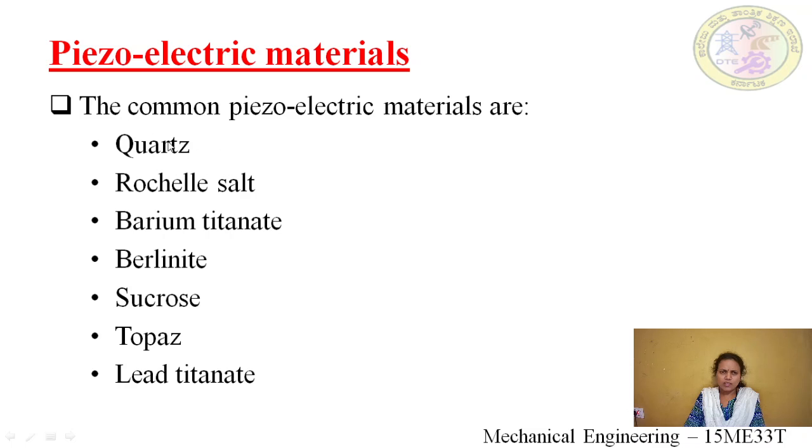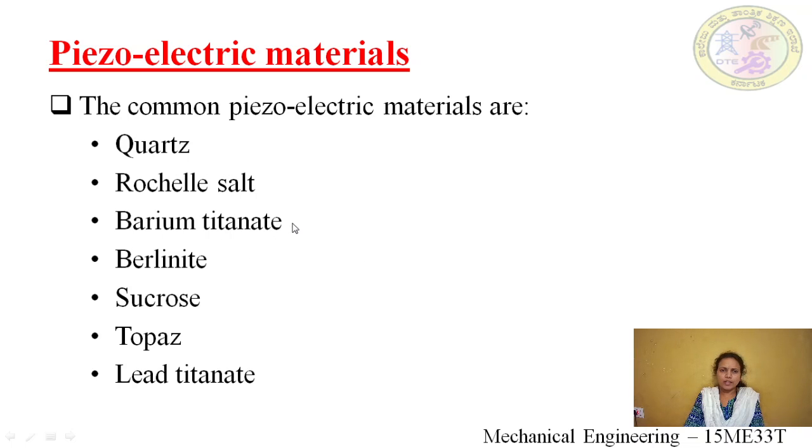If you see the quartz, all the materials cannot give all the characteristics. One material will give one of the characteristics. The commonly used piezoelectric material is quartz. Maximum we are using the quartz itself, because the quartz is a more stable material. Because of this character, we are using quartz more. Next one is Rochelle salt. It is a synthetic material, but it gives high output.